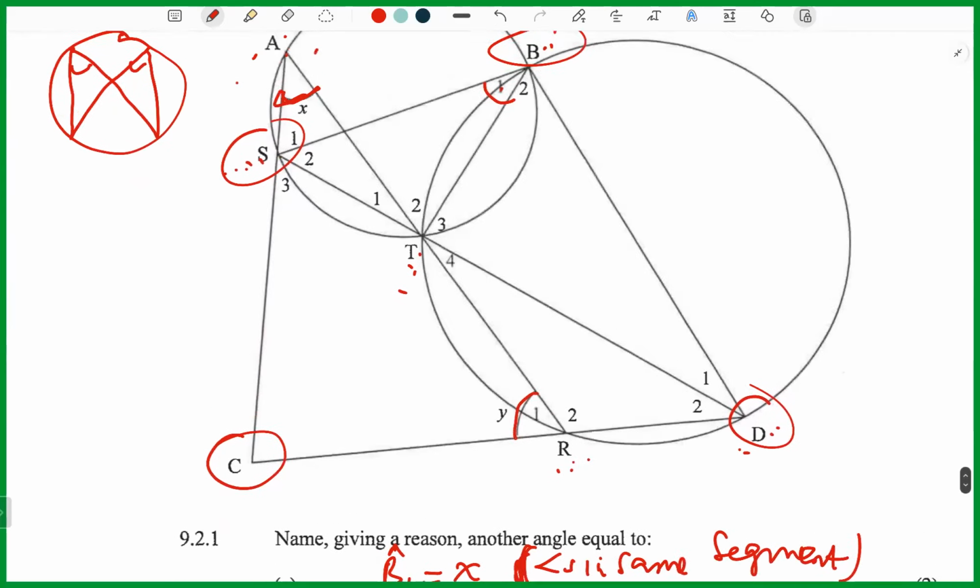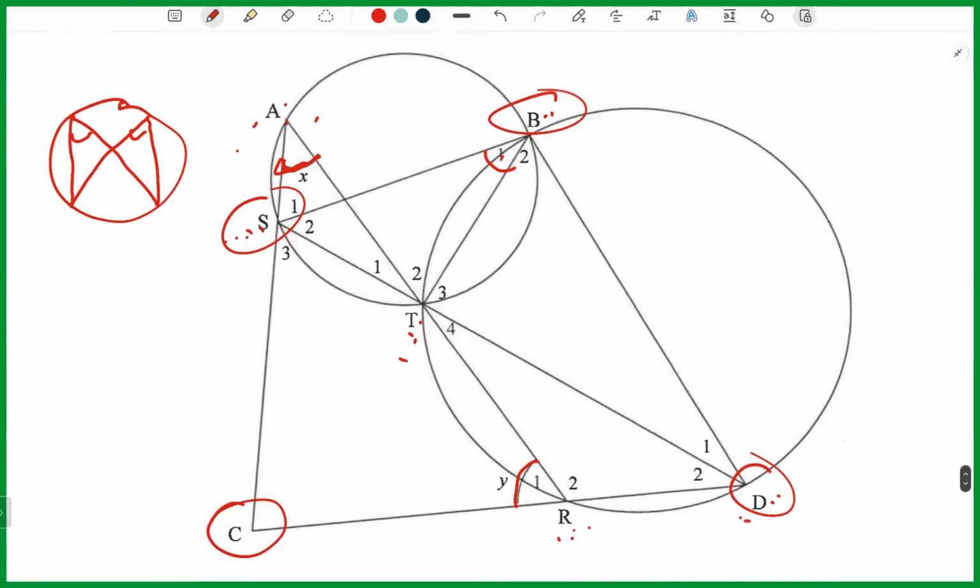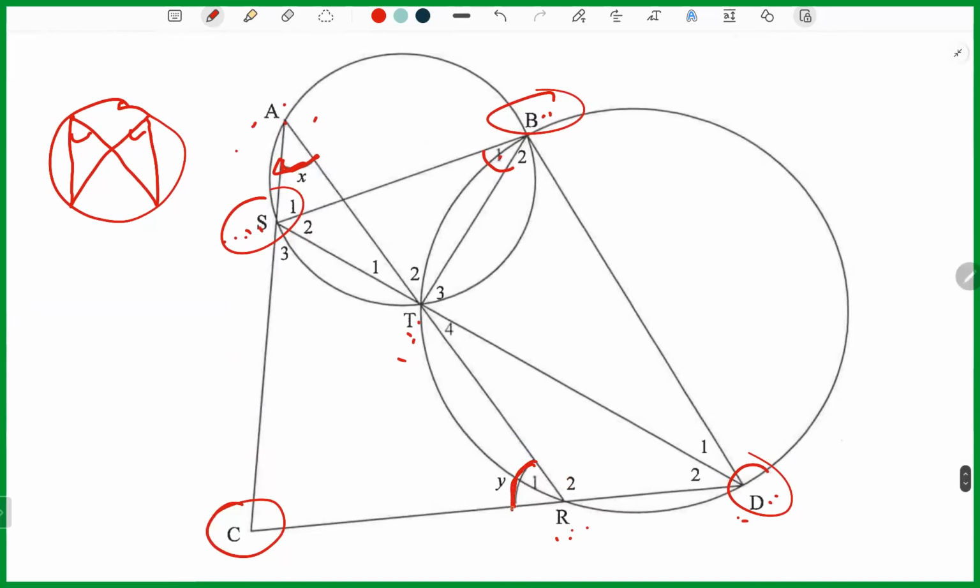Y. Another angle equal to Y. Y first is this one. What other angle is equal to Y? Okay, so Y is equal to B2. This B2 is equal to Y because this is a cyclic quad.